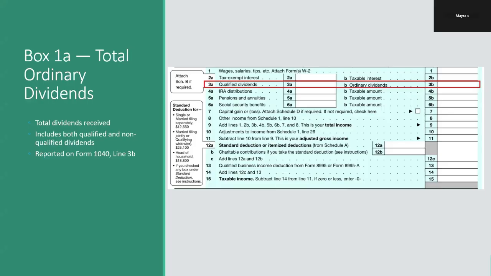Now again, you can see to the left, it says attach Schedule B if required. So the bottom half of that Schedule B that we showed you before is for dividend income. So we're going to put here all the dividends received, including both qualified and non-qualified.